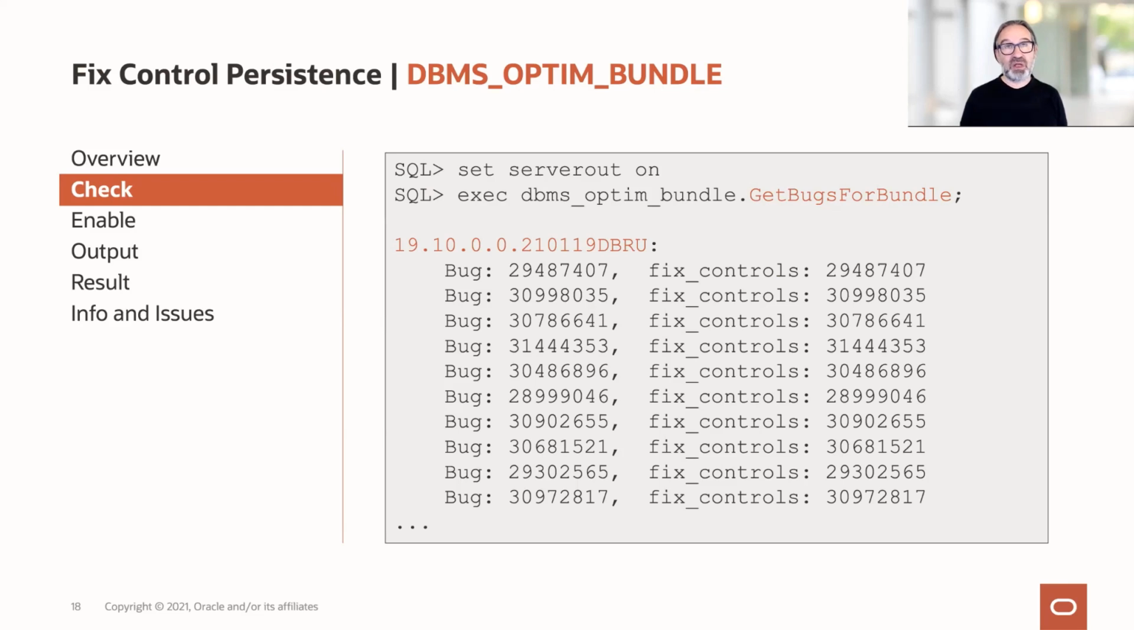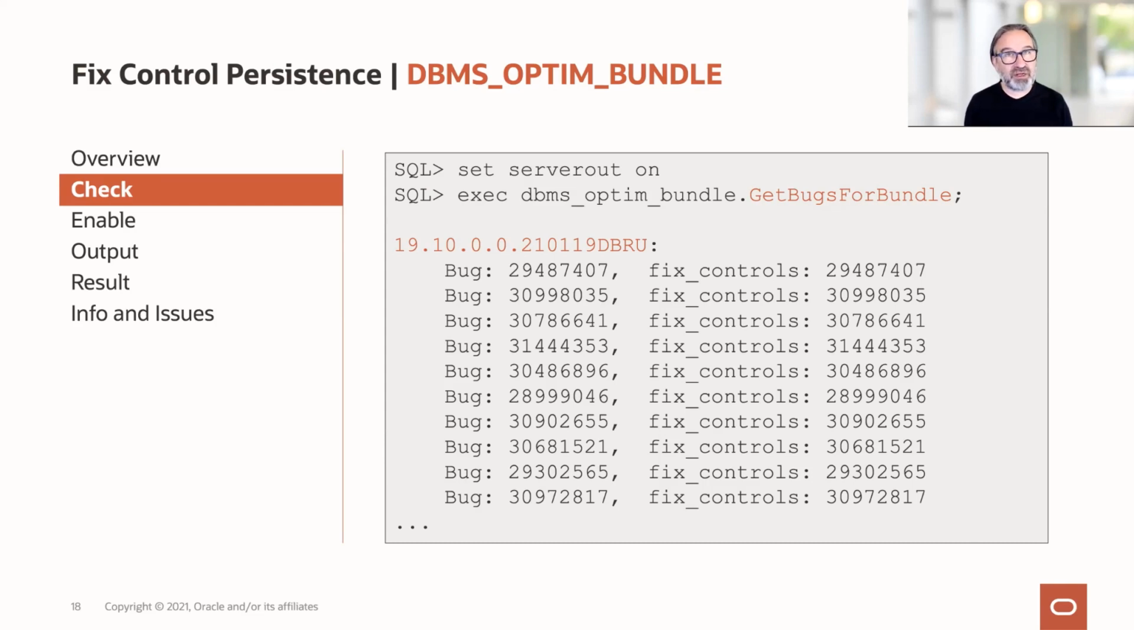So we roll out a lot of patches. For instance, here, this example with 19.10. SET SERVEROUTPUT ON. This is important because otherwise you don't see any output. And then EXEC DBMS_OPTIM_BUNDLE.GETBUGSFORBUNDLE. Okay, now I get a long list here for 19.10. So you get the bugs listed, and these are all potentially behavior-changing optimizer fixes. And they have a fix control associated with them.